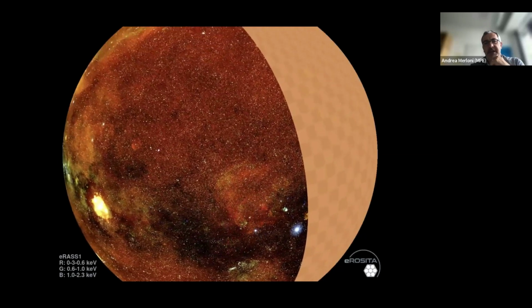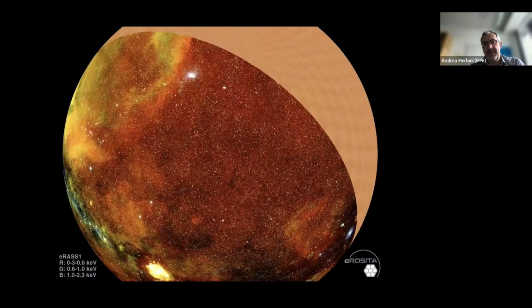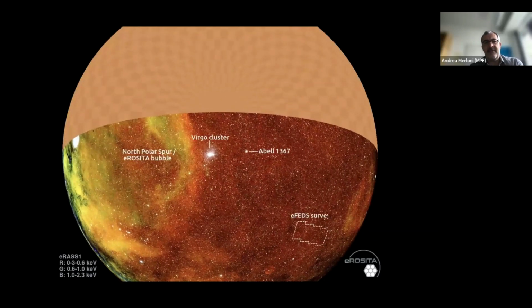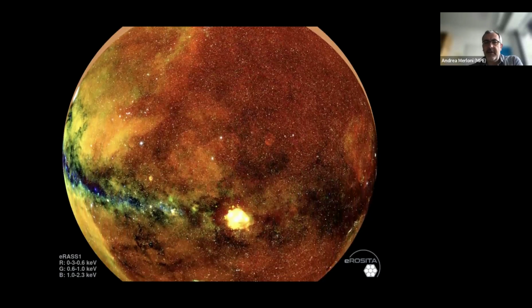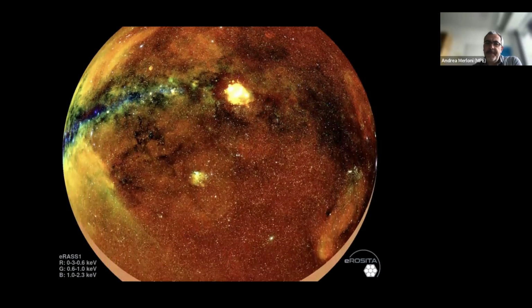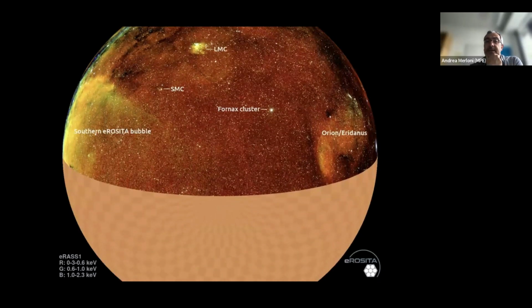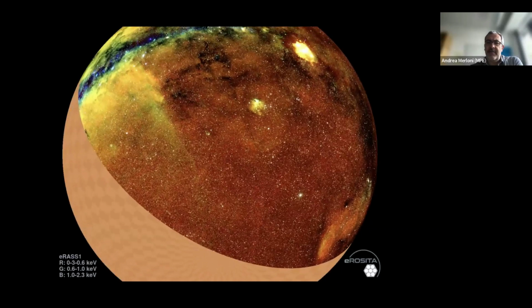Now we are moving to the extragalactic parts of the sky. All this reddish emission is CGM from the Milky Way. On the left-hand side, you see the North Polar Spur, and the bright source at the center is the Virgo cluster. We now move to the southern galactic cap, where the Magellanic Clouds are. The LMC is very prominent in eROSITA, full of hot gas energized by supernova remnants.